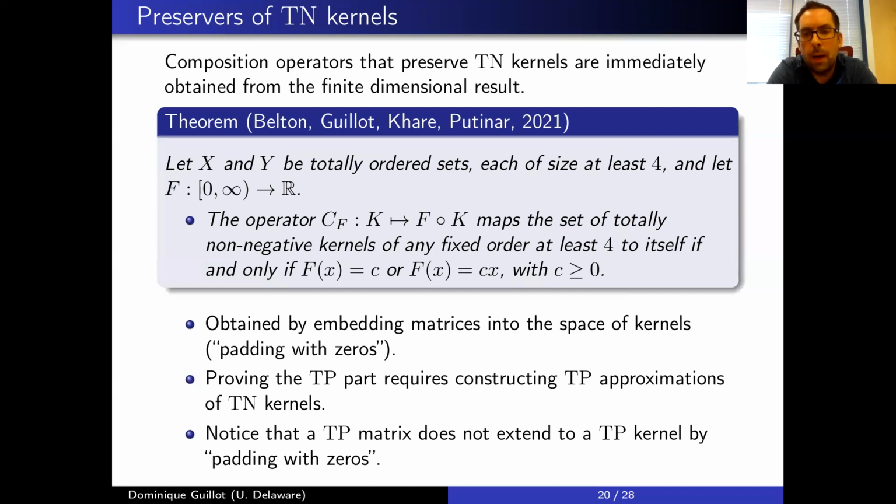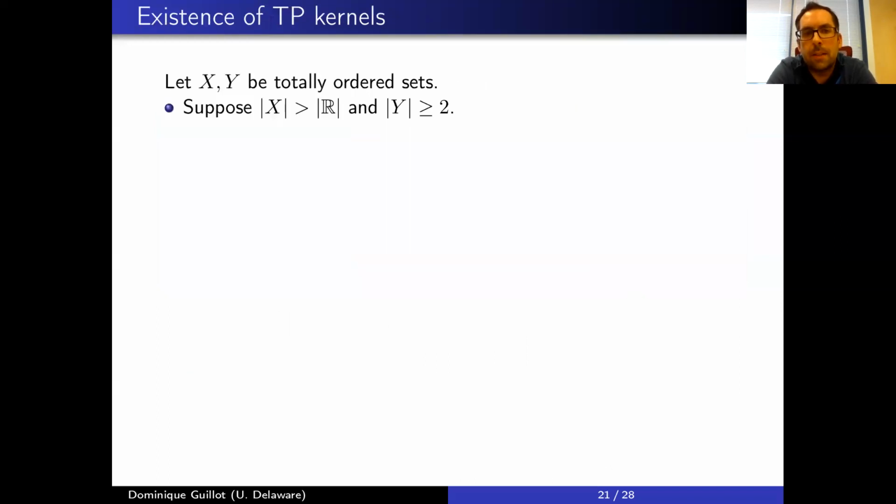However, surprisingly, when we try to work on these problems, there's another bottleneck that immediately comes up, which is that for some totally ordered sets, there are actually no TP kernels that one can define on them. In other words, some totally ordered sets do not support any TP kernel. So let me show you why. Suppose that the cardinality of the set X is bigger than the continuum, and suppose Y has at least 2 points. Now let me try to build a totally positive kernel on X times Y.